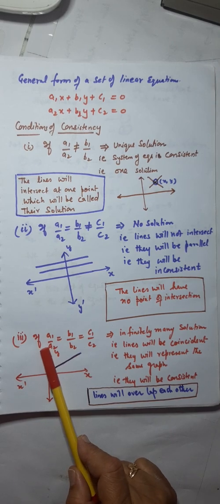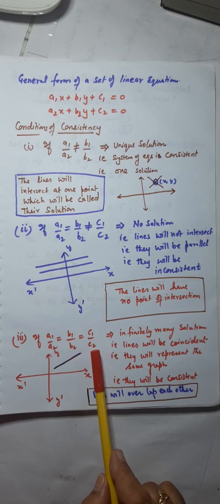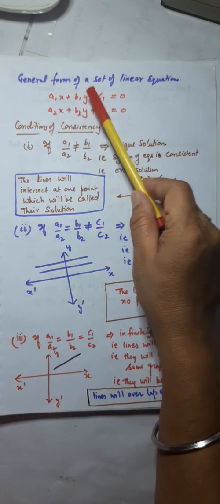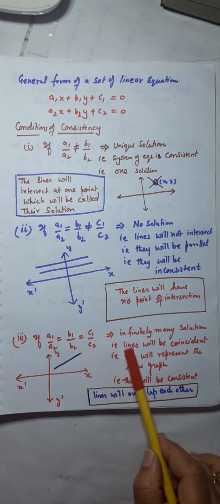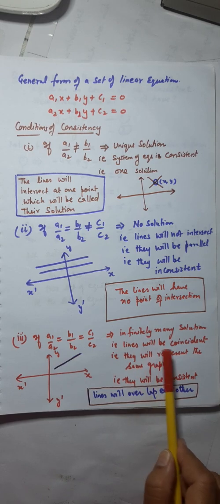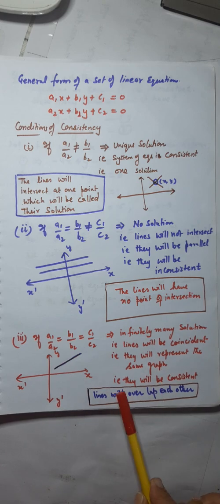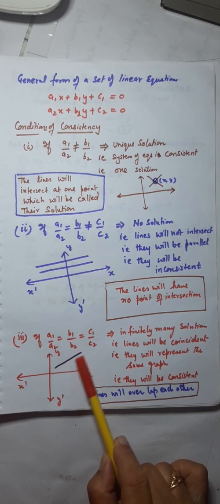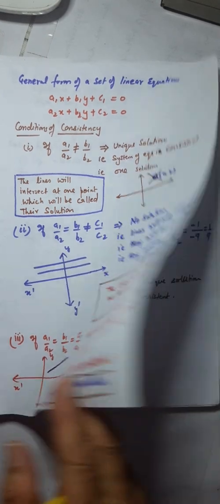The third condition of consistency is a1/a2 is equal to b1/b2 is equal to c1/c2. That is, the ratio of the coefficients of x and y is equal to the ratio of the constants. This implies infinitely many solutions. We can also say the lines will be coincident. They will represent the same graph. That means they will be consistent. The graphical representation is that they will be overlapping each other, or they will be coincident.